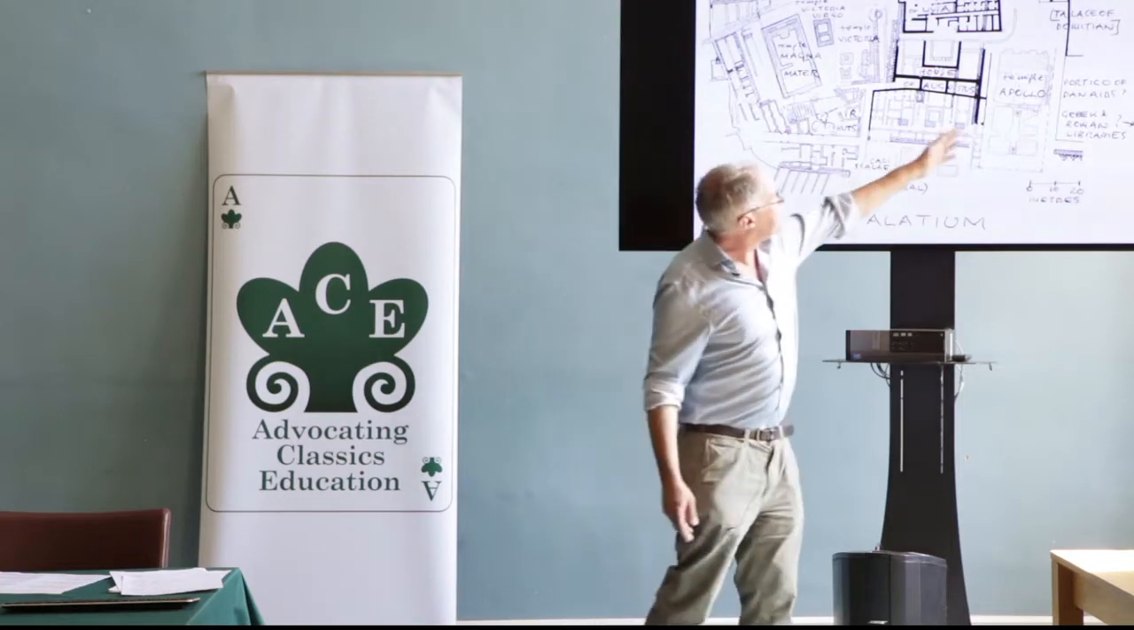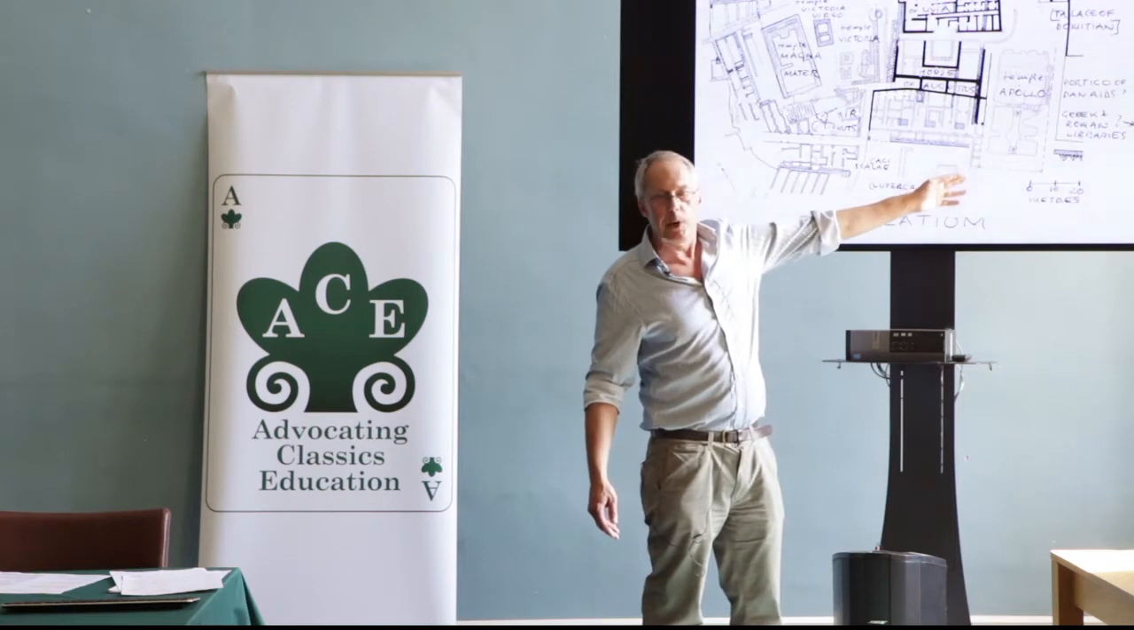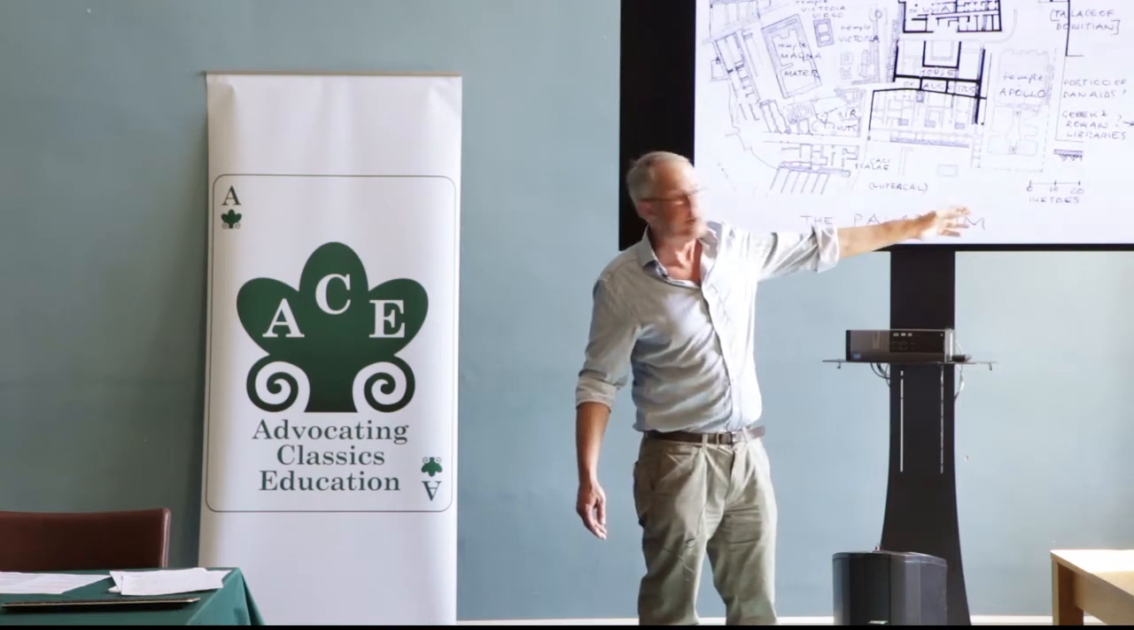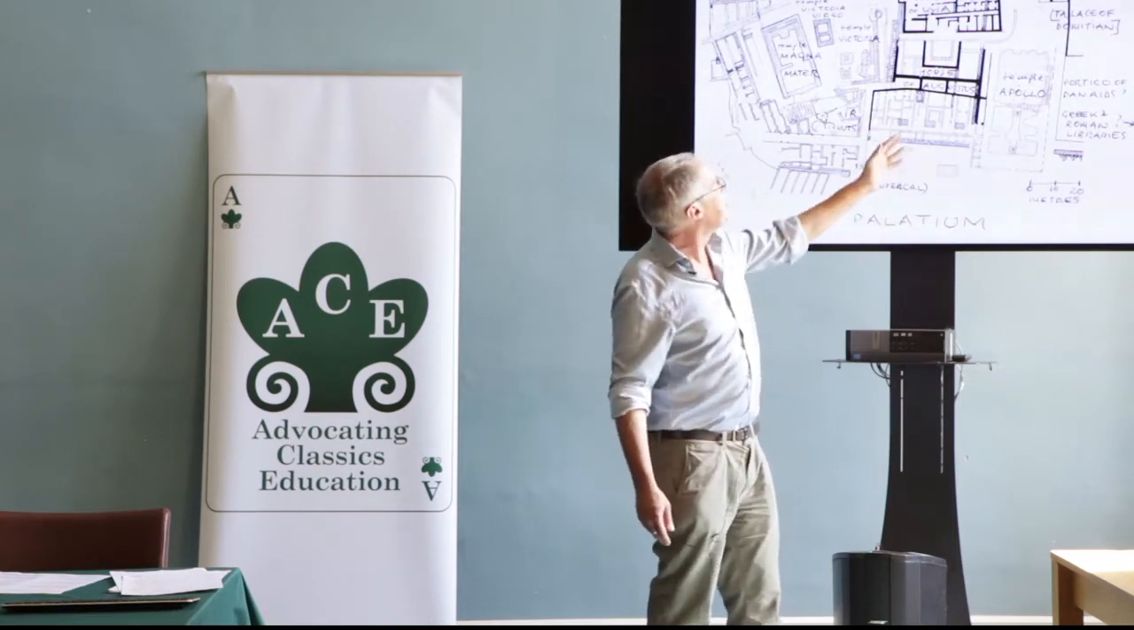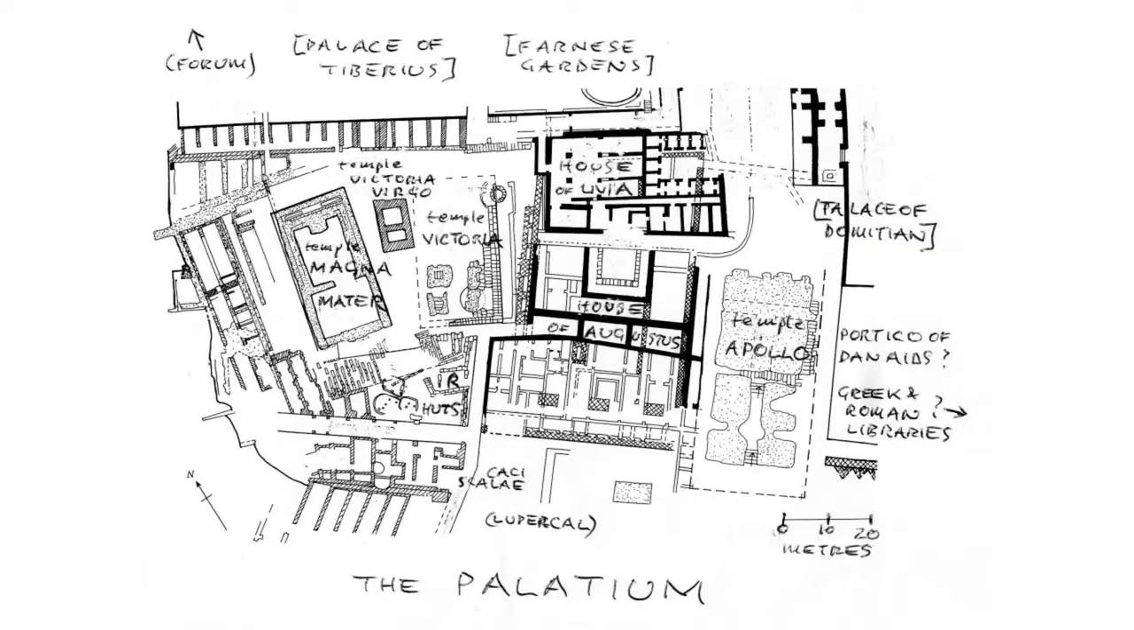He builds a massive temple to Apollo there. He has a portico which he decorates with 200 statues stolen from Alexandria. There are Greek and Roman libraries. What does this look like? It's not a house, is it? It's what we call a palace.